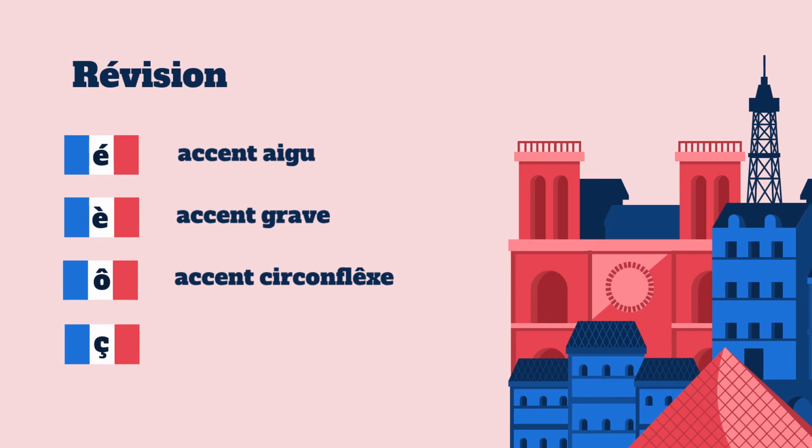What's this one called? The cédille. It tells us to pronounce the C like an S. Finally, what is this accent mark called? Tréma. It tells us to pronounce two vowel sounds separately.